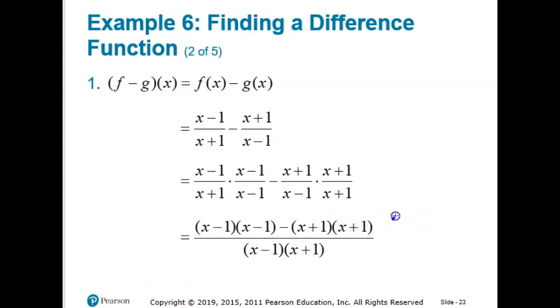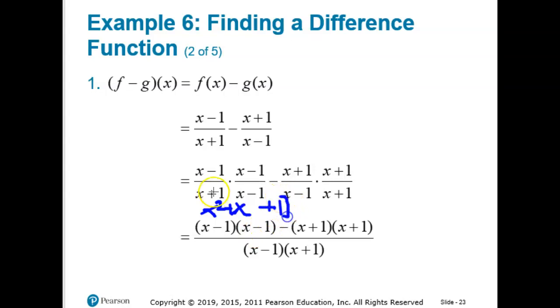Again, you have to be very careful here. You cannot just start crossing off these two and these two. Because you have subtraction between them, you may not do that. You need to multiply these out. So you get x squared minus 2x plus 1. That is the first two brackets multiplied together.